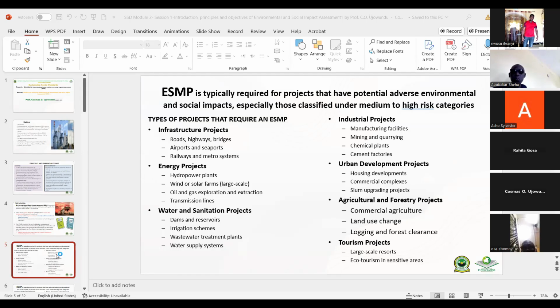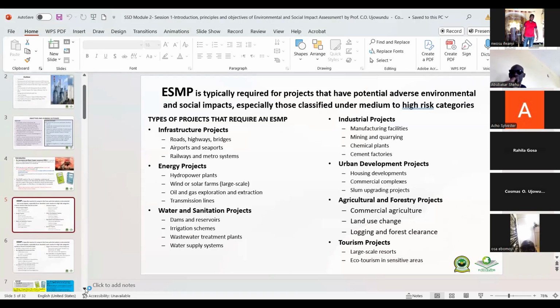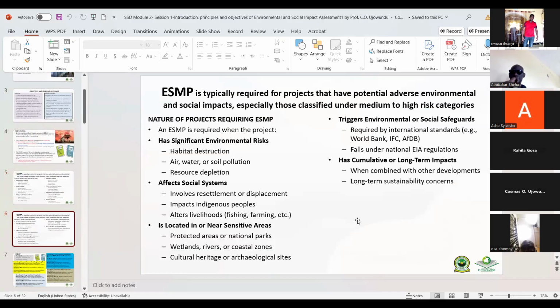development projects, housing projects that will take up land, people will be displaced, people's farms will be taken up. They are also classified as medium to high risk. Then agricultural and forest projects such as commercial agriculture, logging and forest clearance. Then tourism projects, where you need to forgo your land for large-scale resorts or ecotourism in sensitive areas. So we'll still be looking at ESIA because it's very, very important.